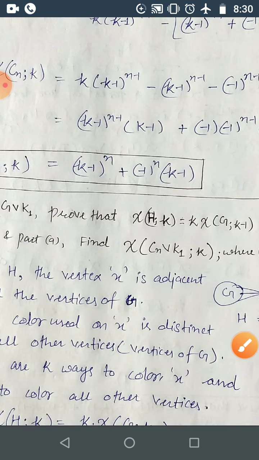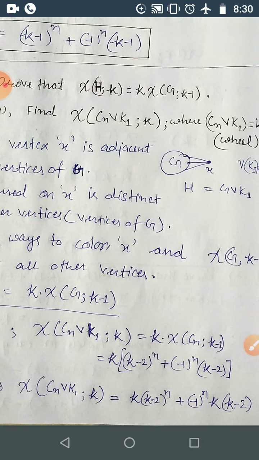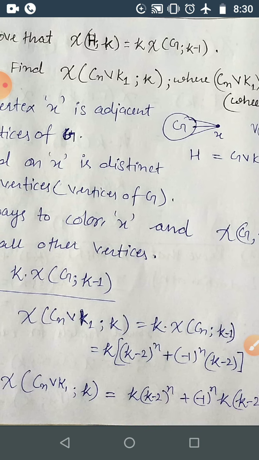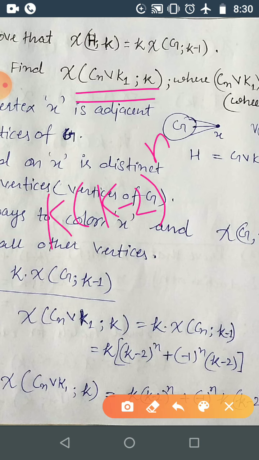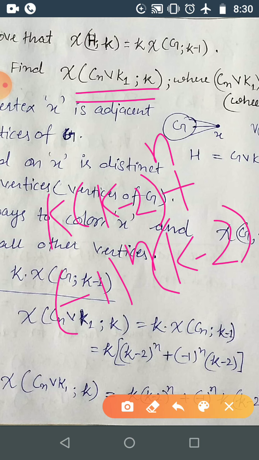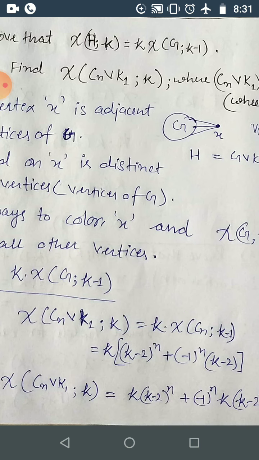If you want, I can zoom it. This one I have already explained, okay? So the chromatic polynomial for the wheel is coming as K into K minus 2 raised to power n plus minus 1 raised to power n times K minus 2, okay? If you want, you can remember it, otherwise you can calculate it by using this result, okay?